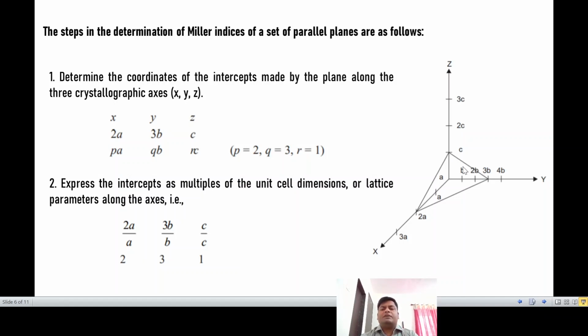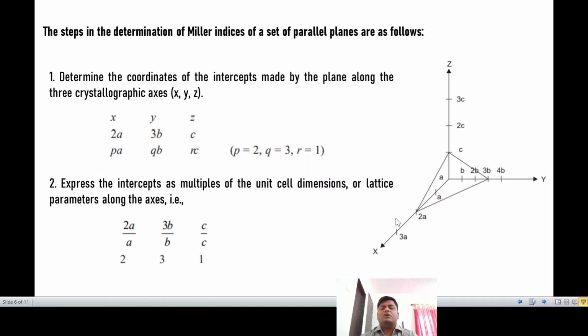Now we have to find out the Miller indices for this plane, which is a representative plane for all the planes which are parallel to this plane. So let us determine the Miller indices for this given plane. First of all, in order to find out the Miller indices, we have to determine the coordinates of the intercept made by the planes along the three crystallographic axes.